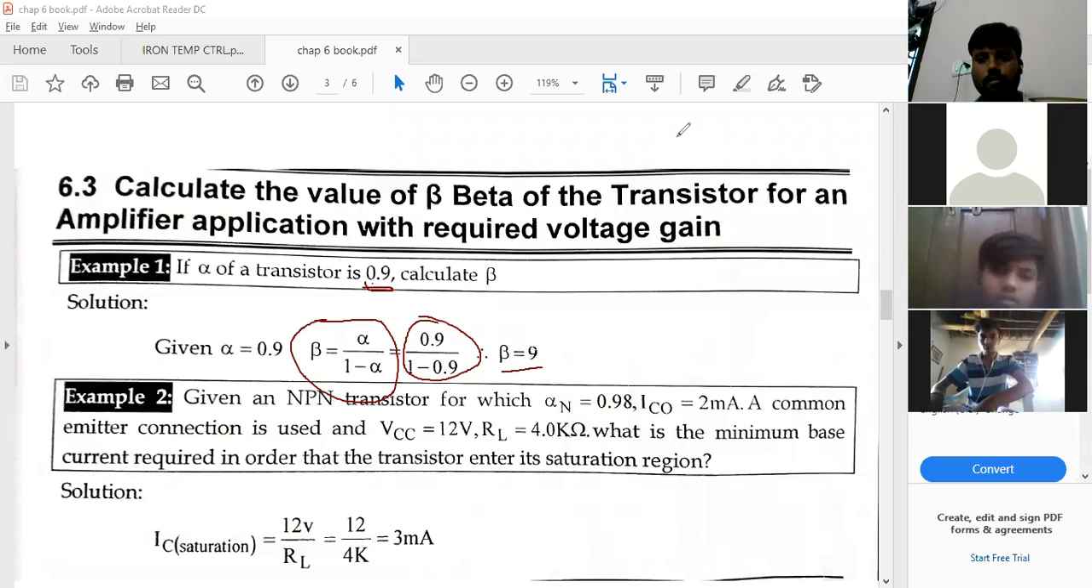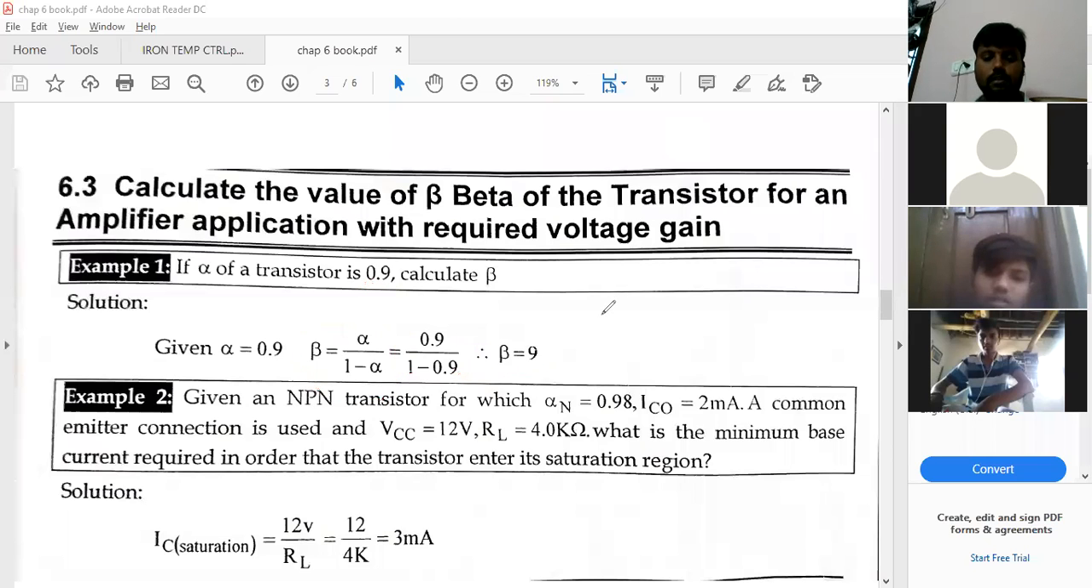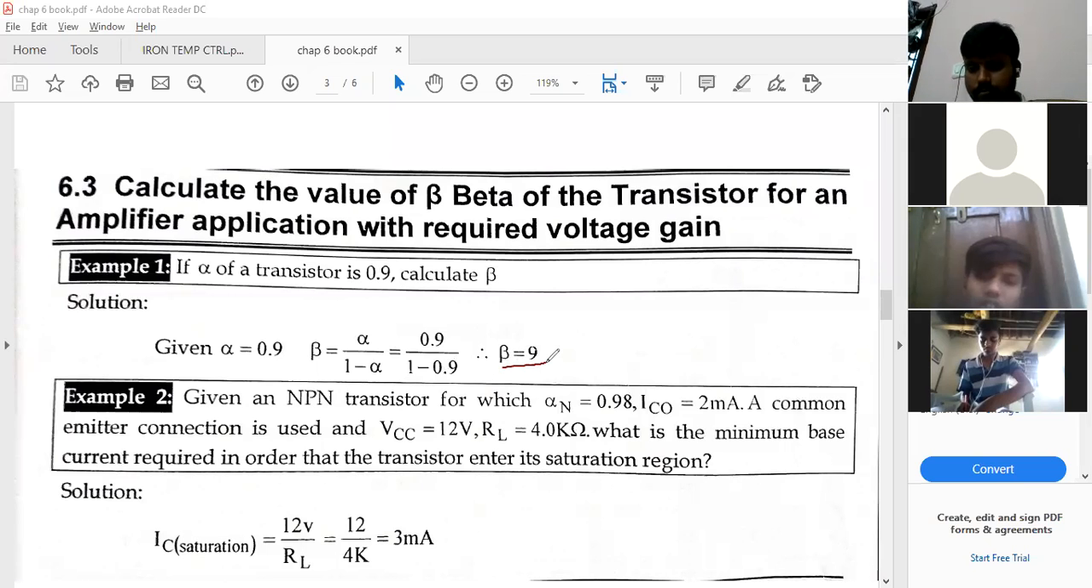How is it giving the value? See, 0.9 by 1 minus 0.9. 1 minus 0.9 gives 0.1. So 0.9 by 0.1, that is 9 by 10 divided by 1 by 10. 10 and 10 get cancelled, so 9 by 1 is the answer. The answer is 9.